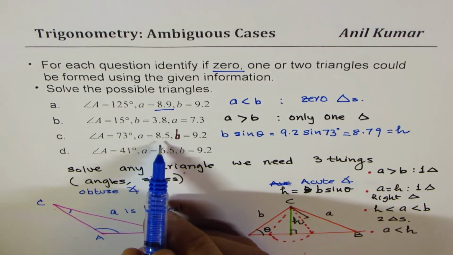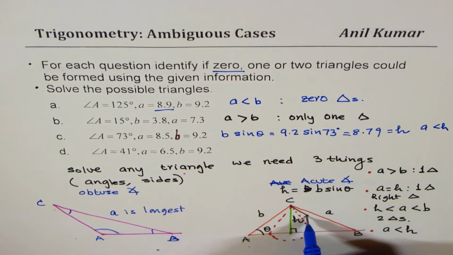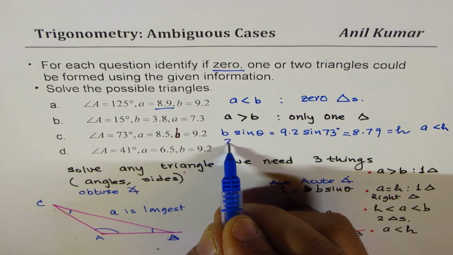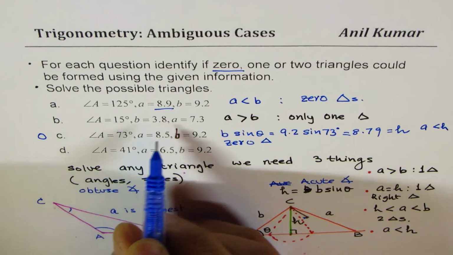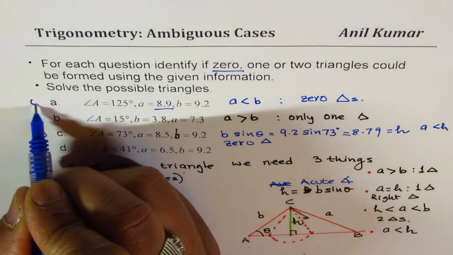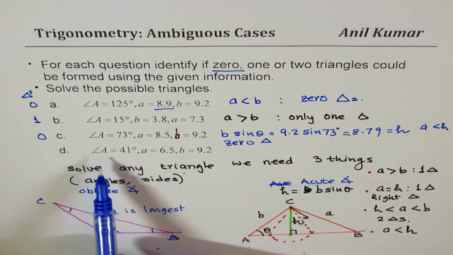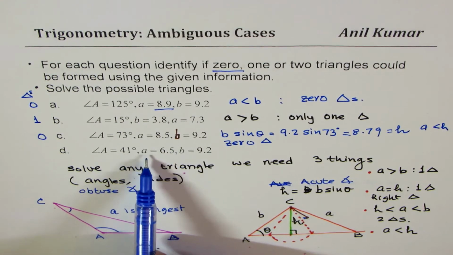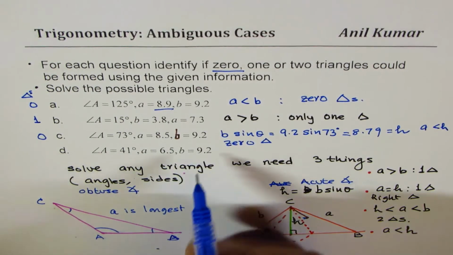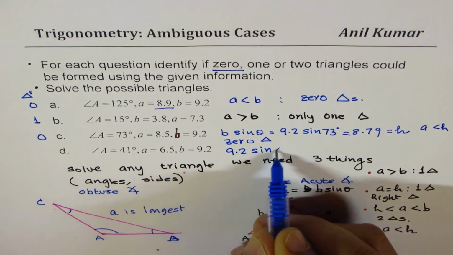Now since A is only 8.5, right? So A is actually less than height. It is this case. So in this case we have zero triangles. So we have zero triangles here. We got one triangle in this case, and we got zero triangles here. These are the number of triangles we are writing. Is it okay? Now the last case here is 41 is the angle, 6.5 is the value of A, and B is 9.2. So let us now again calculate 9.2 sine of 41 degrees.